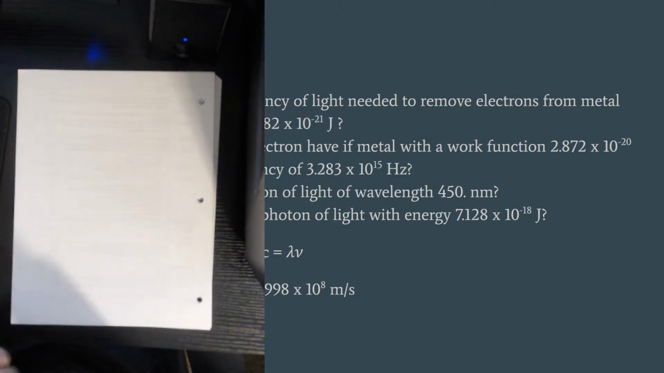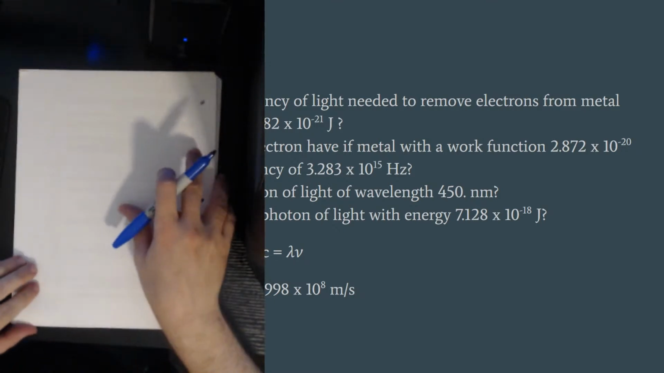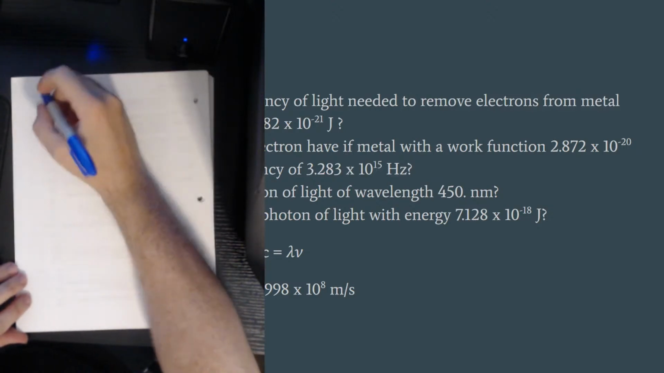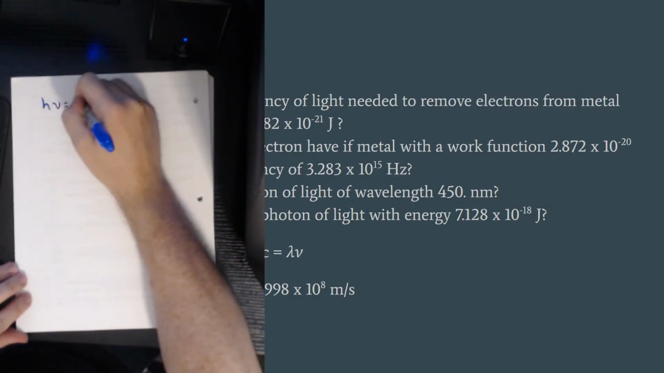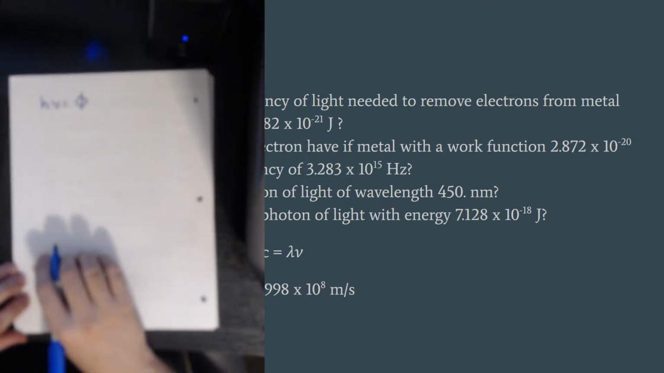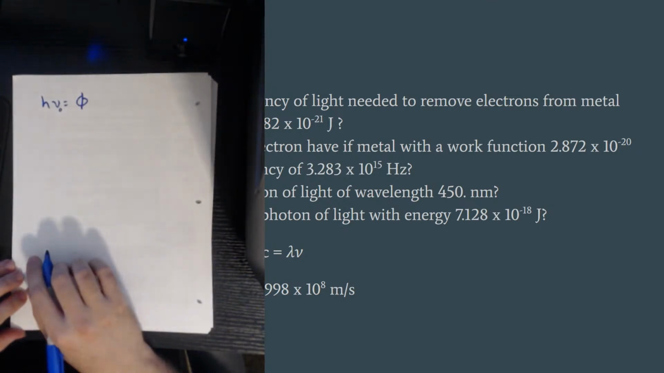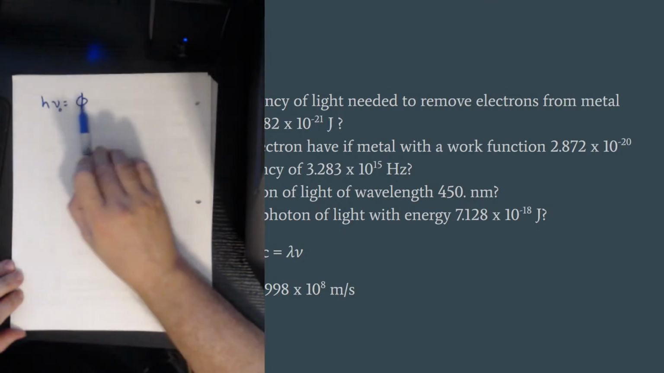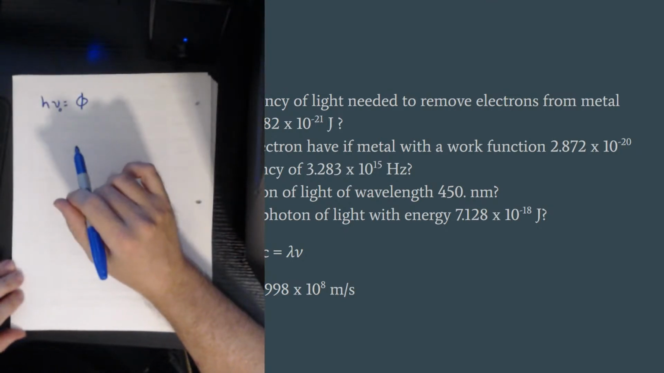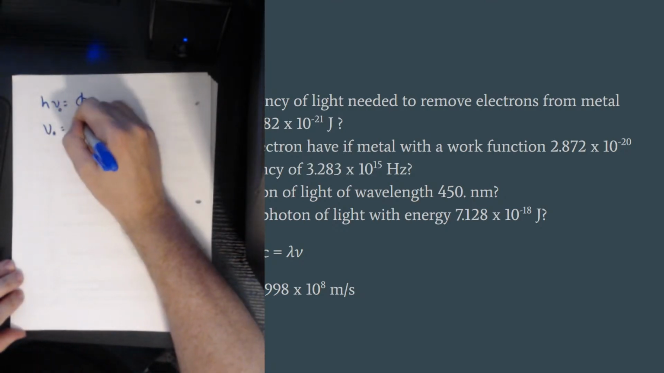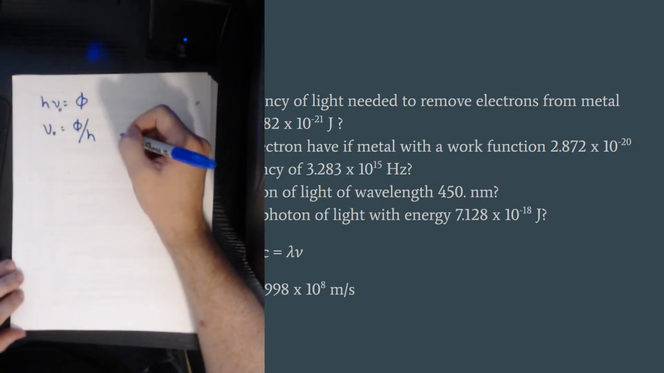So, minimum frequency of light needed to remove electrons from metal. Minimum frequency means we're looking at h nu is equal to phi. So that gives us nu 0. That means the energy of the photon is exactly equal to the work function. That is how you get the minimum frequency. So nu 0 is equal to phi over Planck's constant.